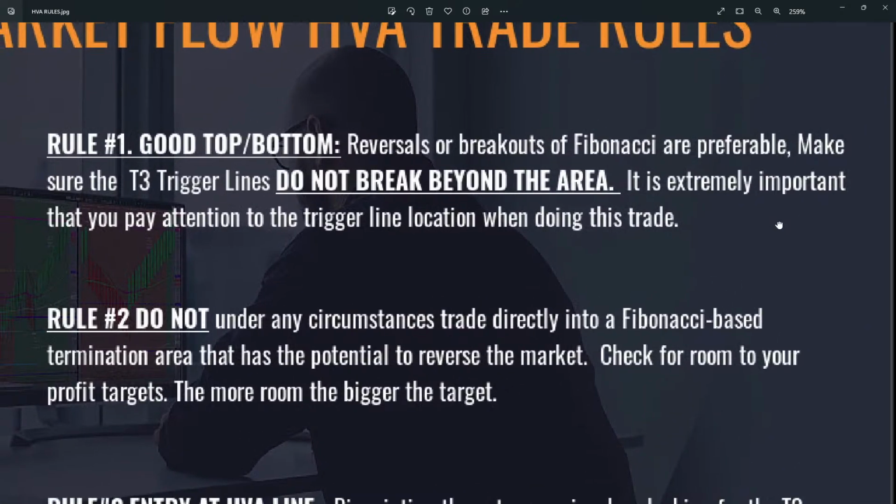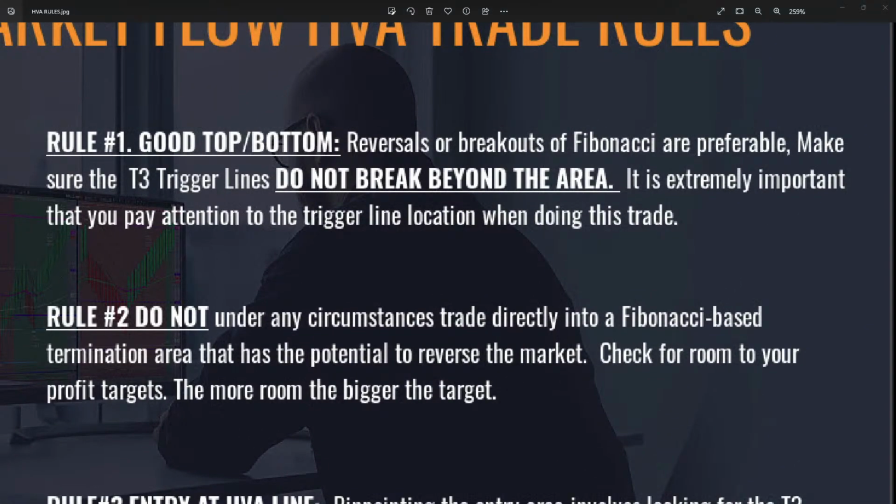So look, rule number 1 states you must have a good top or good bottom. And again, watching the good top, good bottom video is the way to know that. It also says in the rules, make sure that the T3 trigger lines do not break beyond the area. It is extremely important that you pay attention to the trigger line location when doing this trade.